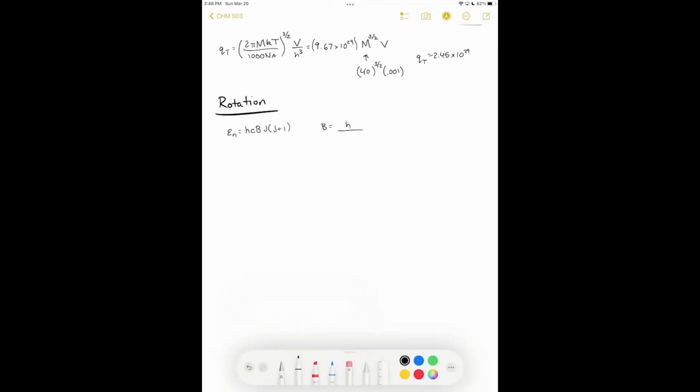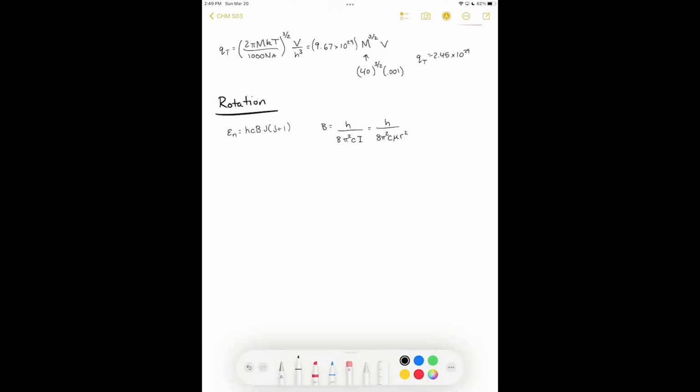It's equal to Planck's constant divided by 8 pi squared times the speed of light in centimeters per second times the moment of inertia I, which is equal to h over 8 pi squared times the speed of light times the reduced mass of the bond times the bond length squared. And the energy level spacings here are not uniform. They increase as J plus 1, where J can be any integer from 0 to infinity.